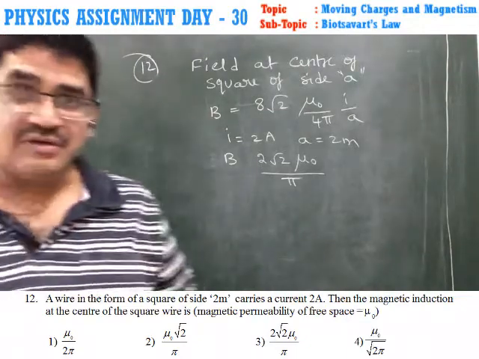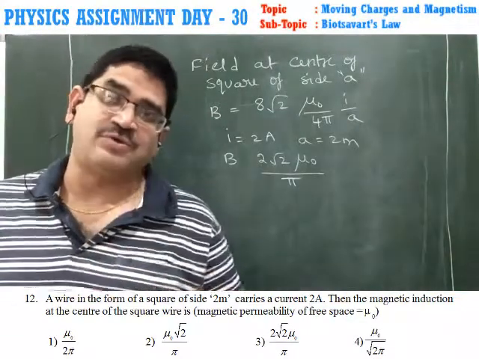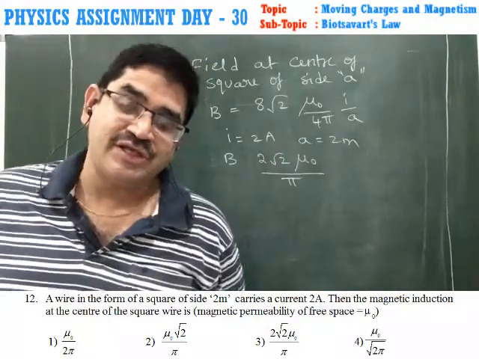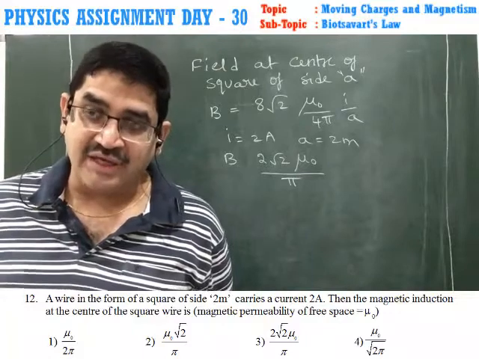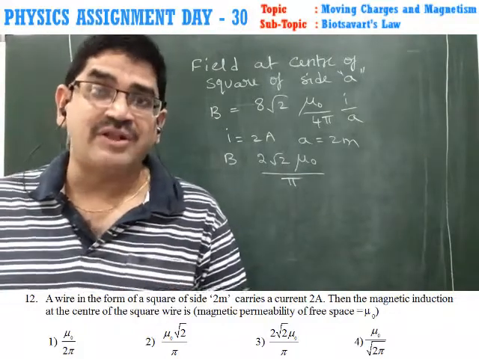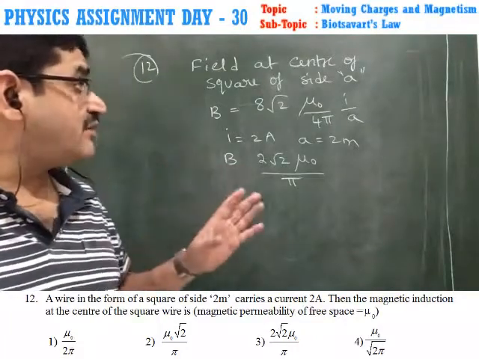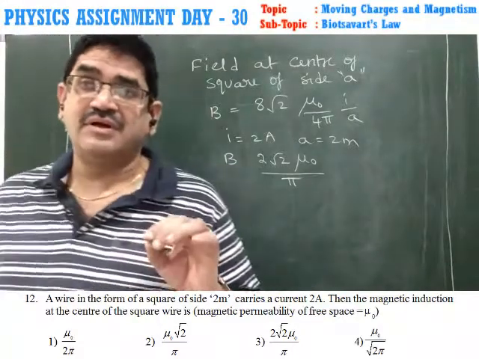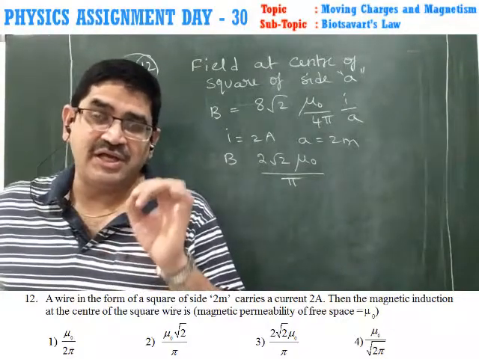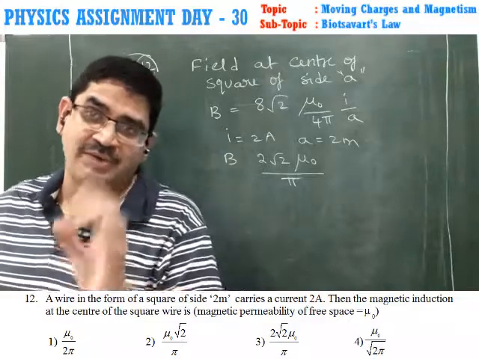I told you when I explained the second question that for a triangle the magnetic field at the centroid is 18 mu naught by 4 pi I by A, where A is the side. If it is a square, I told you another point. If it is a square, you will get the magnetic field at the center of the square is given by 8 root 2 mu naught by 4 pi I by A.